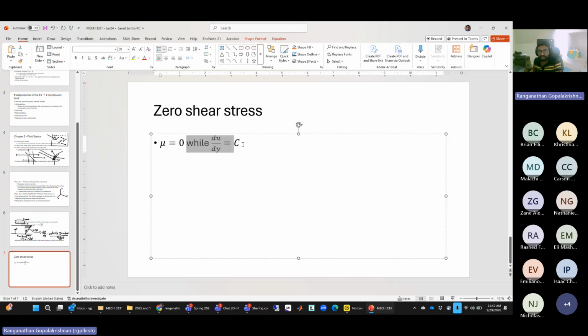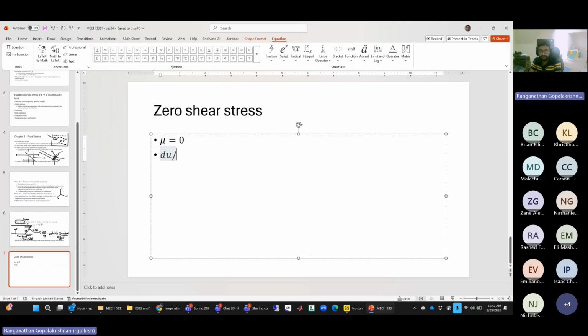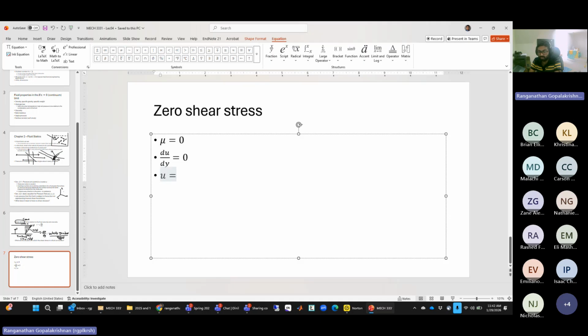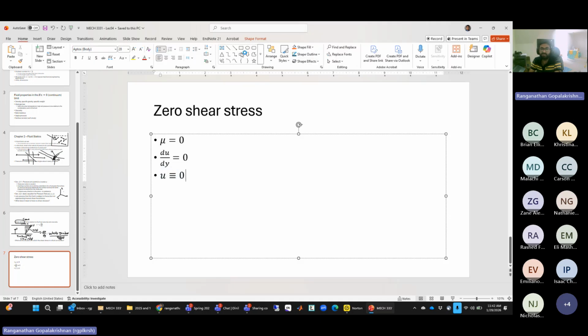So let's write that down. The first situation is when mu is zero. The second situation is when du dy is zero. The third situation is when u is identically zero everywhere. Okay, so what is the first scenario? That is, are there fluids with zero viscosity? Do you know of any?